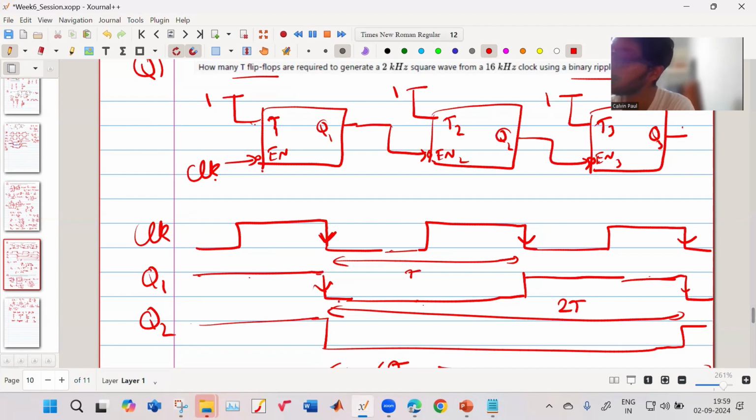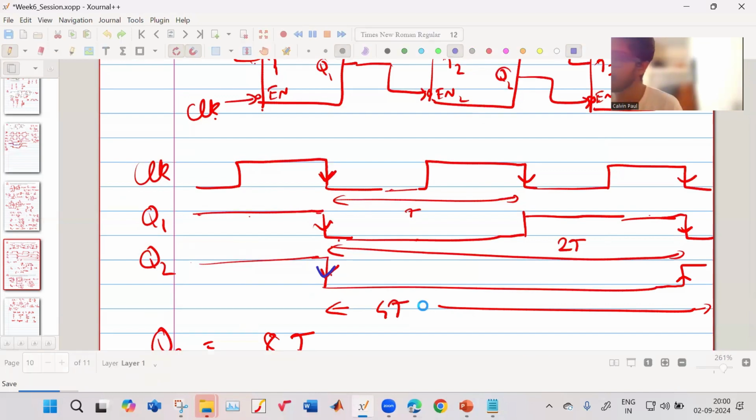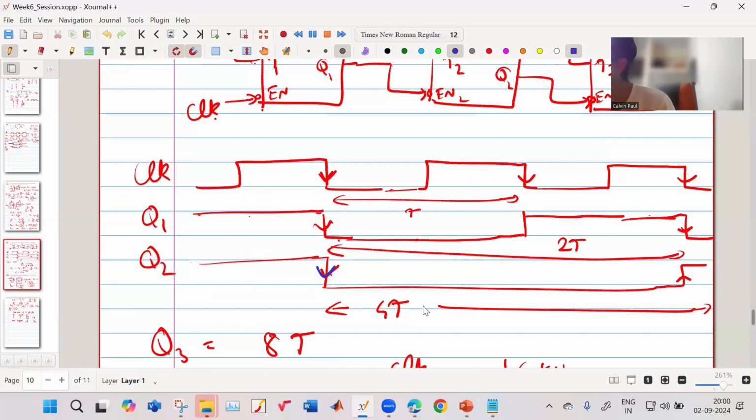But for T flip-flop 2, what is the clock? It is Q1. So when Q1 falls, then Q2 will change its value. And only when the next time Q1 falls, then Q2 will change its value again. For Q3, what happens? Q2 is the clock. So when Q2 falls, then only Q3 will change its value. So our T flip-flop can only be event triggered. It cannot be level triggered. Okay. Any queries?